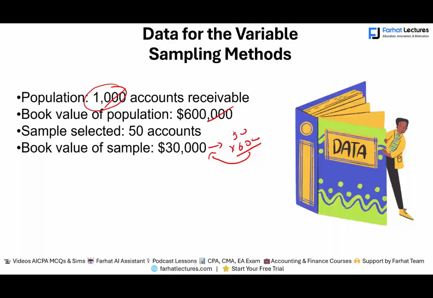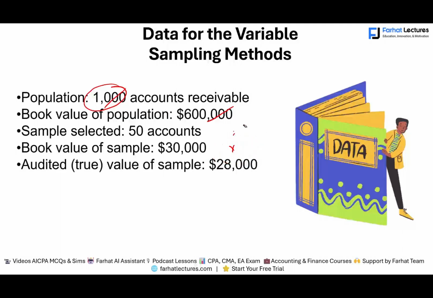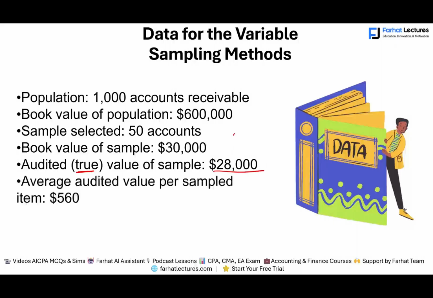Now, what did we do as auditors? We are going to audit those accounts. We audited those accounts, and what we found out is the true value, not the book value, the true value, is 280,000. Then what we do is compute an average audited value per sample, because the book value per sample was 600. What we find out is the average audited value per sample is 560.